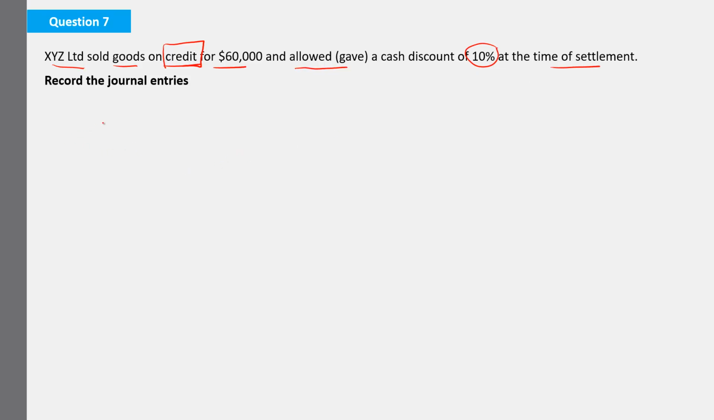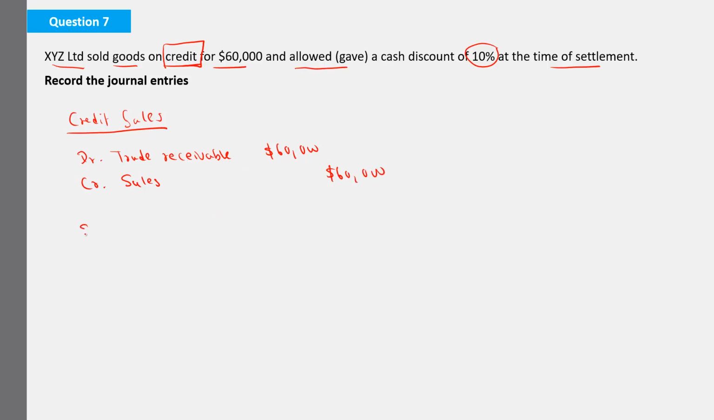So let's record the double entries for this. First of all, let me record the double entry for our credit sales. Credit sales is a debit record for your trade receivable because it's on credit. Trade receivable, how much is that? $60,000. And the credit record is going to be there for your sales. How much is that? $60,000.